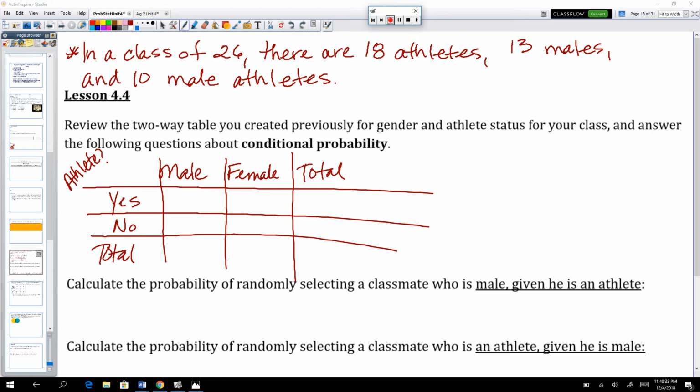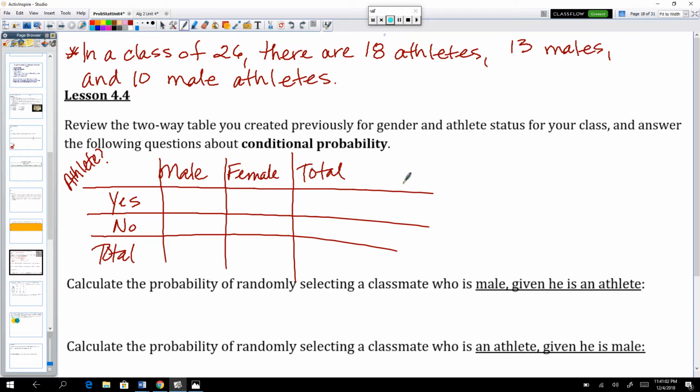What I want to start off today's lesson with is a lead-in from the quiz we just took. Let's take a look at the sentence I've written up here. In a class of 26 kids, there are 18 athletes, 13 males, and 10 male athletes. Some folks, when you took the quiz, said, hold up, Mrs. Berger, 18 plus 13 plus 10, that's more than 26. I think you made a mistake there.